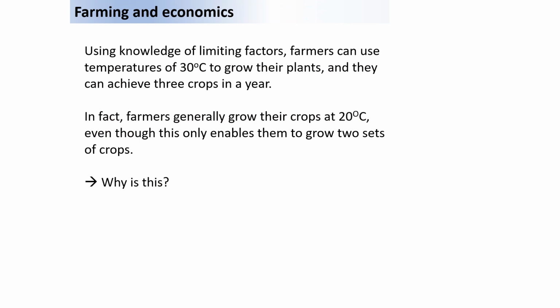Farming and economics. Here, use the knowledge of limiting factors. The farmers can use a temperature of 30 degrees Celsius to grow their plants, and they can achieve 3 crops in a year. In fact, the farmers generally grow their crops at 20 degrees Celsius, even though this only enables them to grow 2 sets of crops. Why is this? Try yourself now.